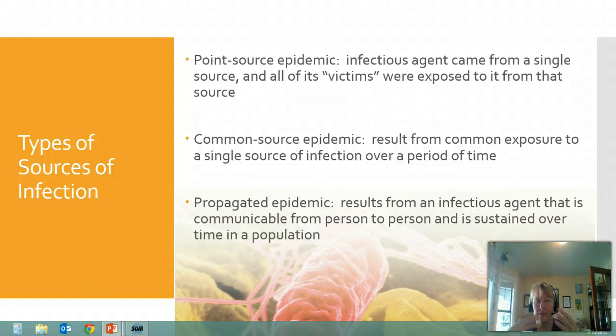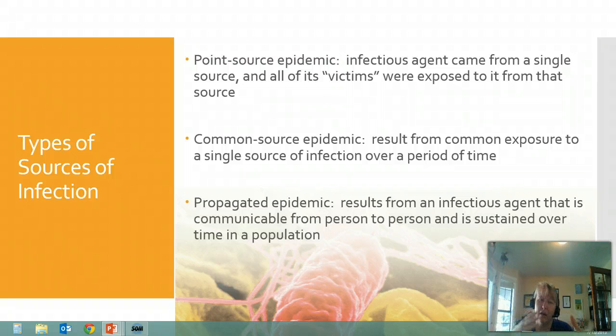A propagated epidemic can also work with a common source epidemic, and common source is something that happens over a period of time. This tends to be something that's fairly environmental. So say a water source that is causing disease, or some kind of environmental attribute that people are getting sick from that it takes us a while to find. That can once again potentially become propagated if the infectious disease is communicable between people. So that's how that works.